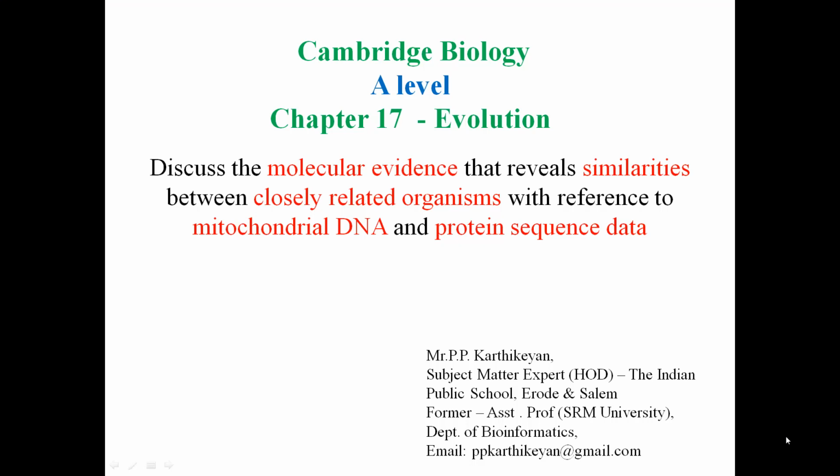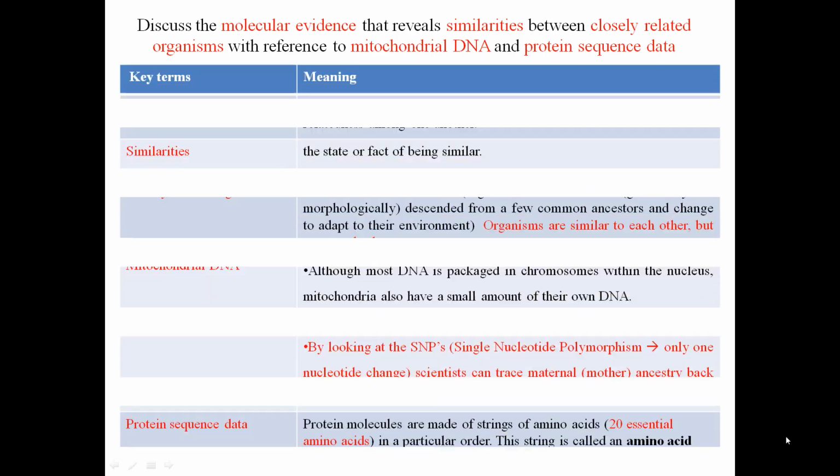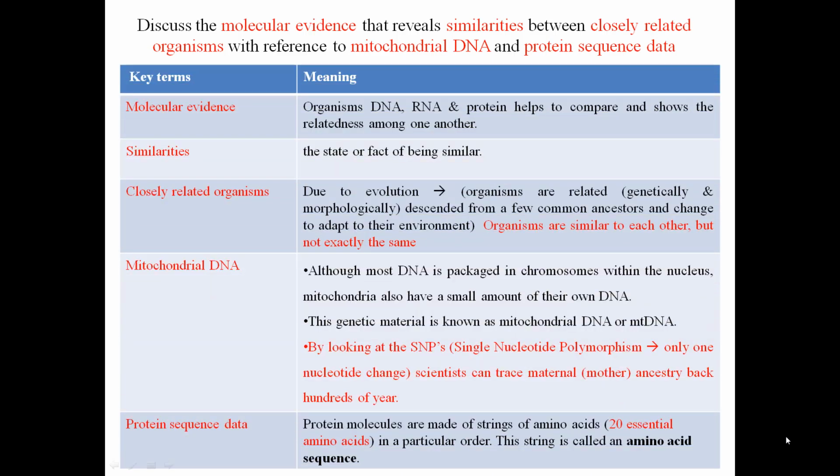Welcome to the Cambridge Biology A-Level Chapter 17, Evolution. This chapter deals with molecular evidence that reveals similarities between closely related organisms, with reference to mitochondrial DNA and protein sequence data. Before going into this chapter, what are we going to do? We are going to predict closely related organisms with the help of mitochondrial DNA and protein sequences. The keywords related to this chapter are molecular evidence, similarities, closely related organism, mitochondrial DNA, and protein sequence data.